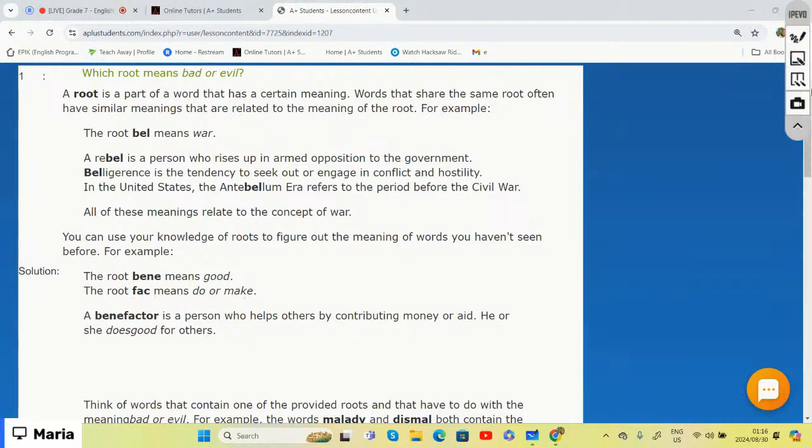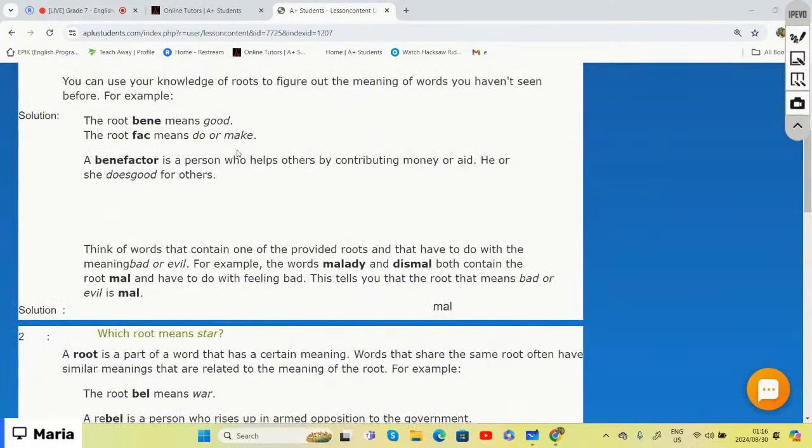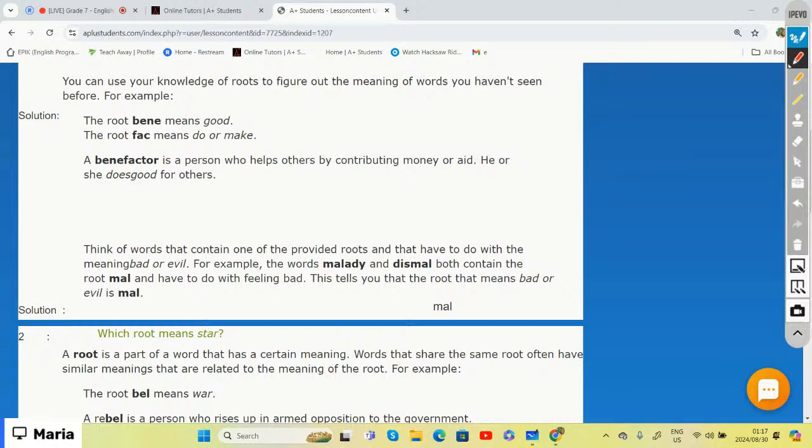All right. So now again to our activity. We need to find out which root means bad or evil. That is what we're going to find out. Which root means bad or evil? It says we need to think of words that contain one of the provided roots that have to do with the meaning either bad or evil, right?